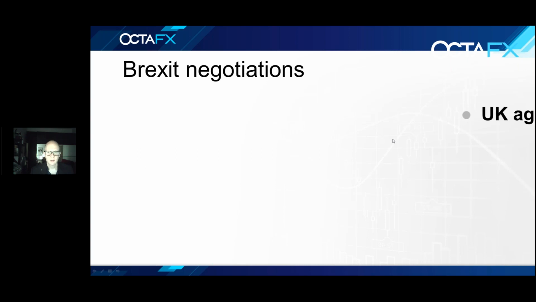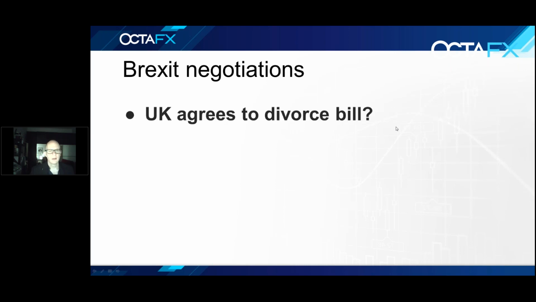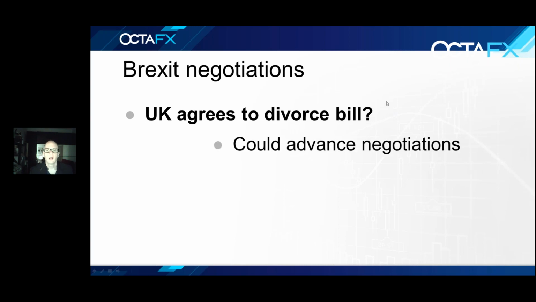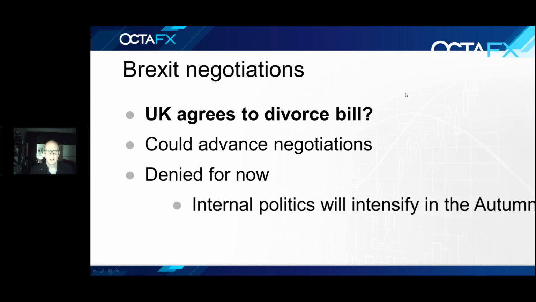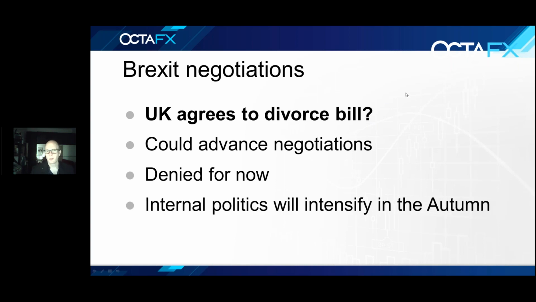Okay, and a bit about the Brexit negotiations. There were reports in the British press that the UK agrees to a divorce bill. That means paying something like 40 billion euros to the EU for its commitments. That could be positive because, not because of the payment, but because it would advance the negotiations. But the British government, well, denied it for now. Also, the British Prime Minister, as far as I know, is on holiday. And everything is a bit on hold now in the summer in terms of Brexit negotiations.